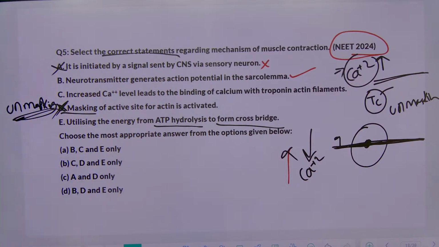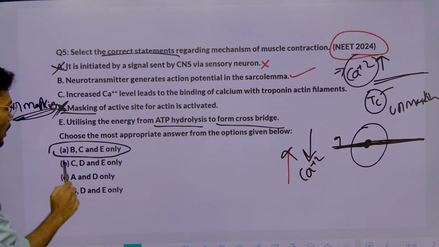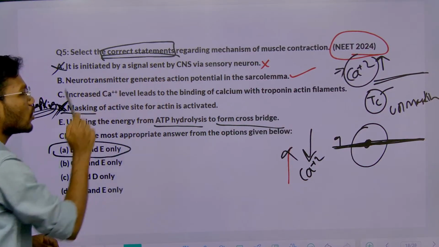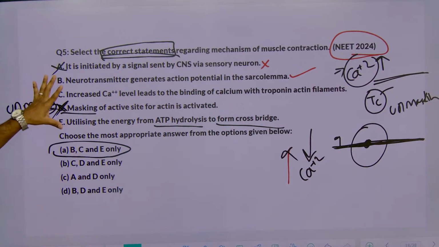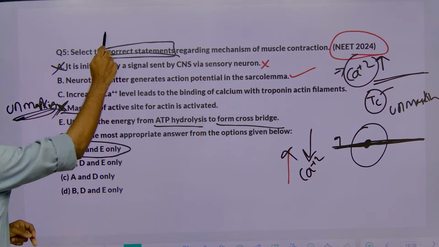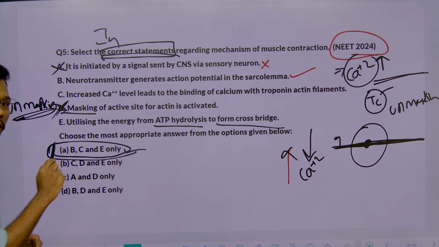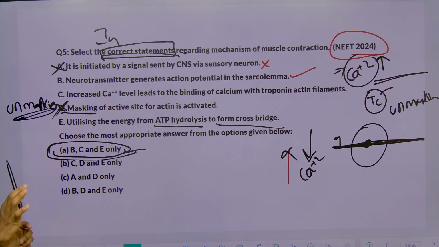So B, C, E, option A will be the right answer. You have to see whether they are asking correct statements or incorrect statements. From these statements we know B, C, E are correct and A and D are wrong. If they ask incorrect statements, sometimes we overlook, so definitely they will ask correct statements. So the answer will be B, C, E. In that option also B, C, E will be there, so definitely the other will be wrong. So you have to see whether they asked incorrect or correct statements, right?